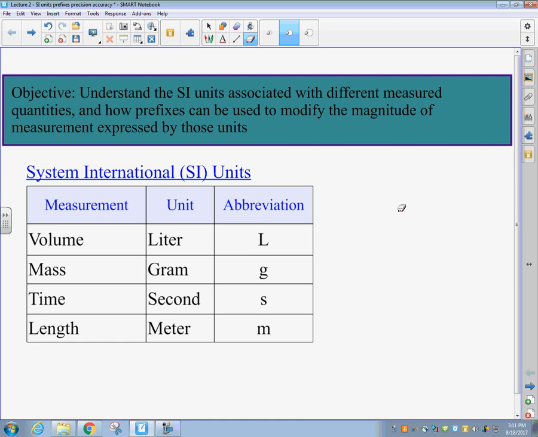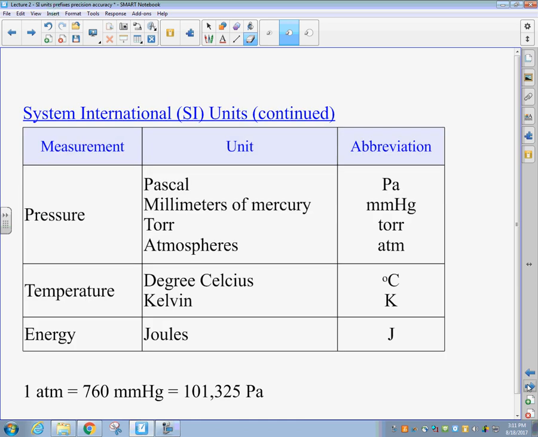Now, if we move to the second slide of our lecture, we have the next three SI units, one of which you might not have had as much experience with in your previous science classes as the others. Please pause the lecture at this point so that you have time to copy these SI units down.